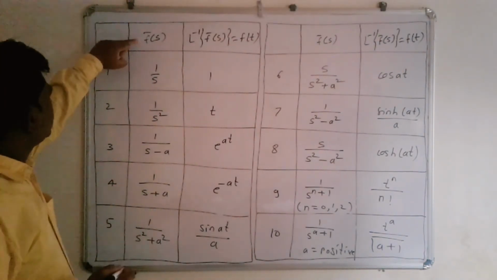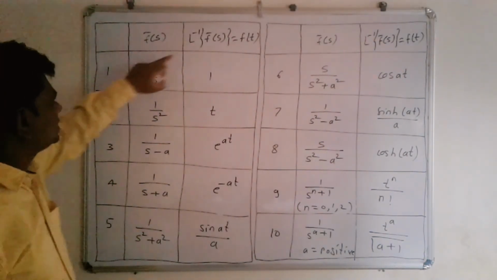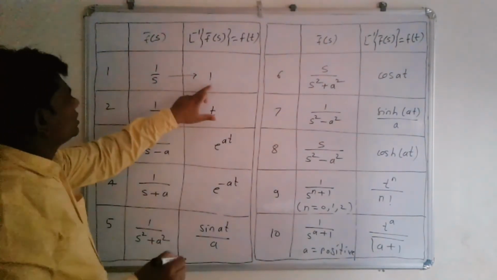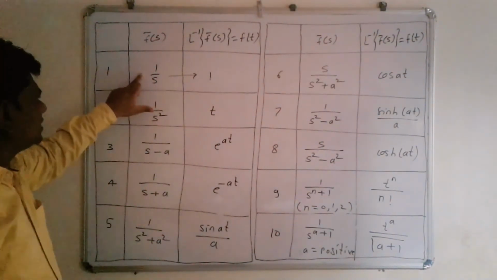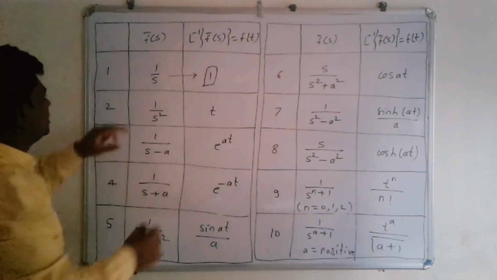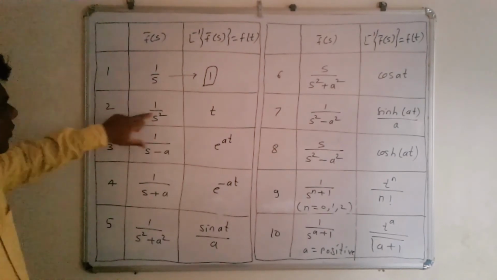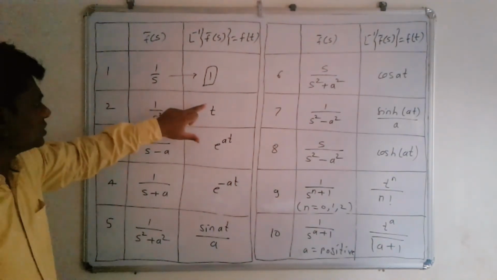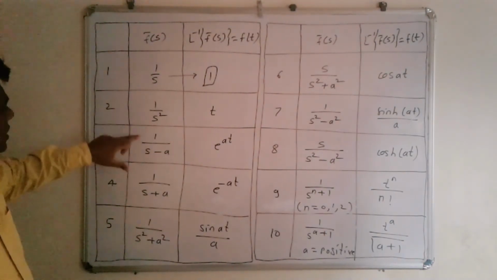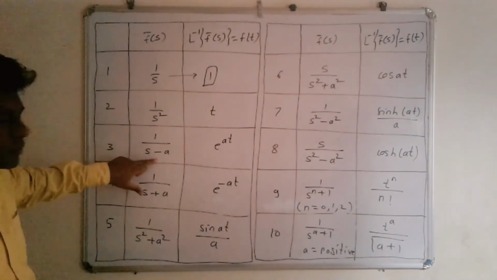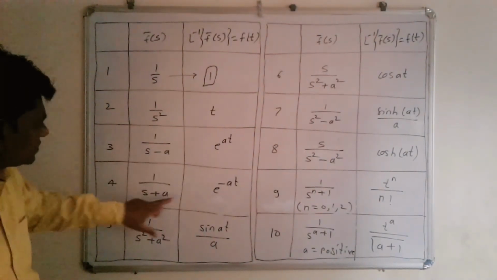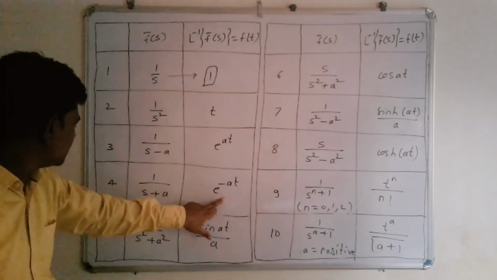Now if F bar s is equal to 1 by s, then its inverse is 1, because the Laplace transform of 1 is 1 by s. Therefore the inverse of 1 by s, the answer is 1. Now inverse of 1 by s square, the answer is t, because the Laplace transform of t is 1 by s square. Now inverse of 1 upon s minus a, the answer is e to the power at. Inverse of 1 upon s plus a, the answer is e to the power minus at.